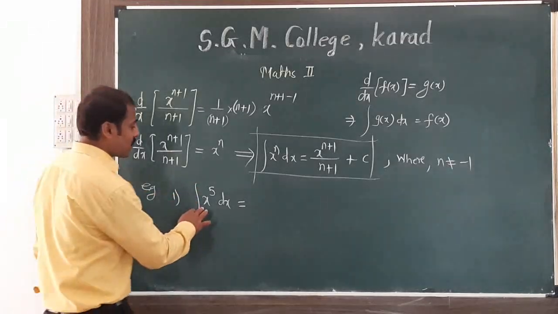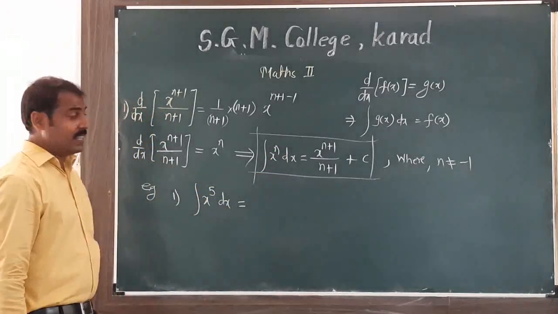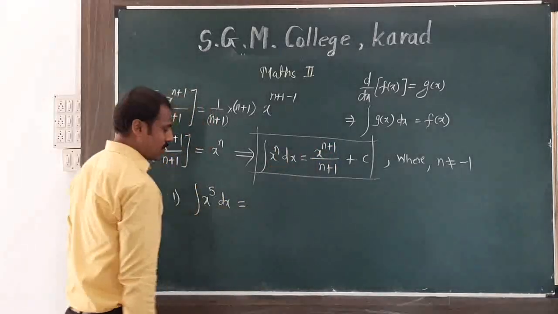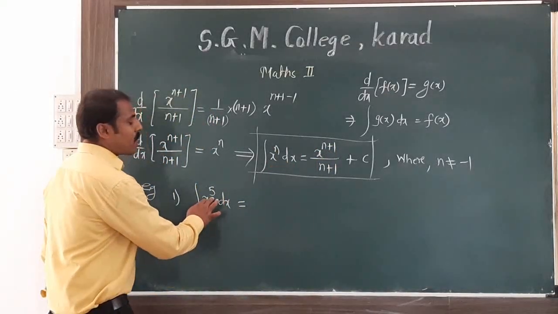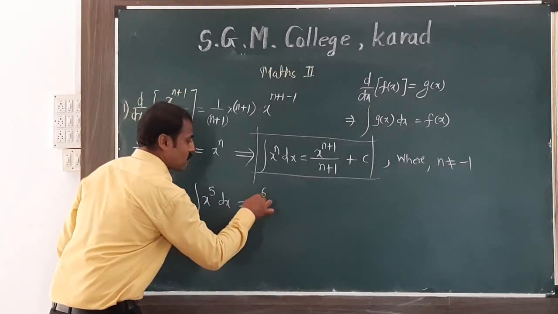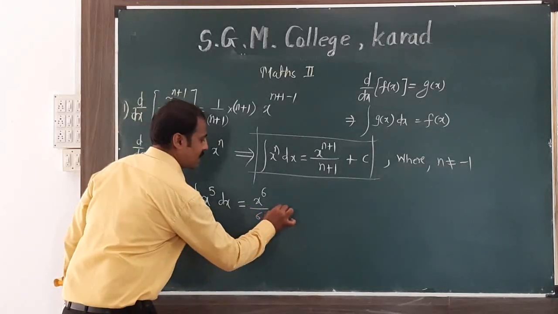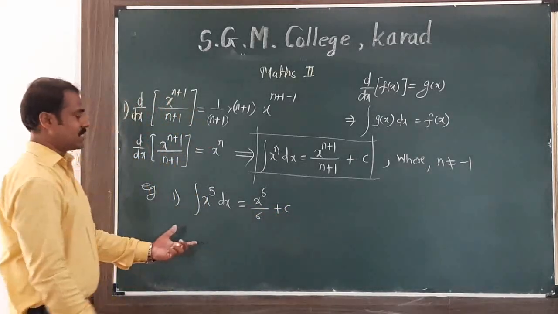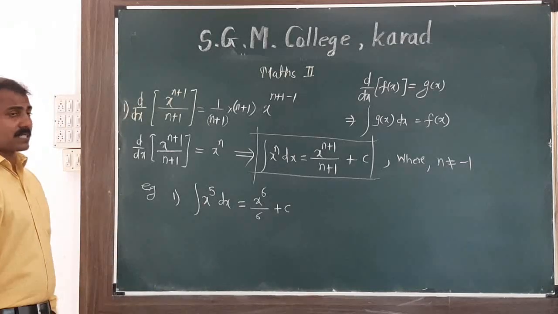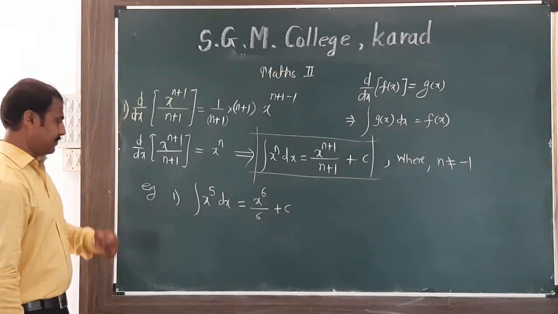So integration of x raised to 5 looks like integration of x raised to n. Integration of x raised to n is x raised to n plus 1 divided by n plus 1. So add 1 to the power; here the power is 5, so the answer is x raised to 5 plus 1, that is 6, divided by 6 plus constant of integration. It's very simple. Integration of x raised to 5 dx is equal to x raised to 6 divided by 6 plus constant of integration c.